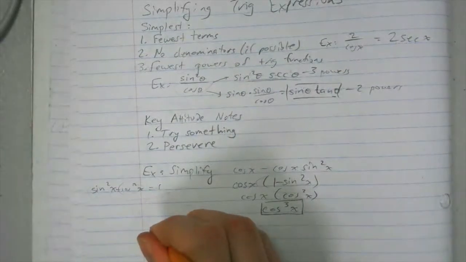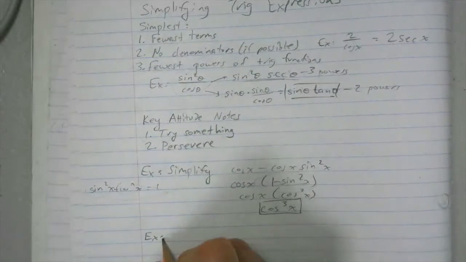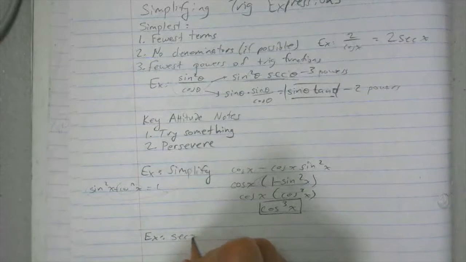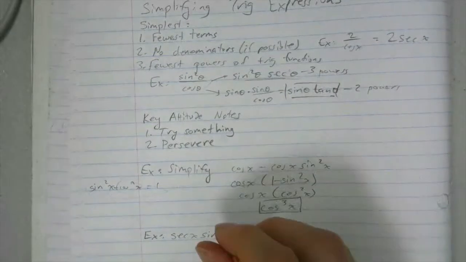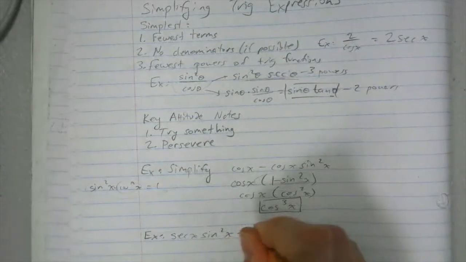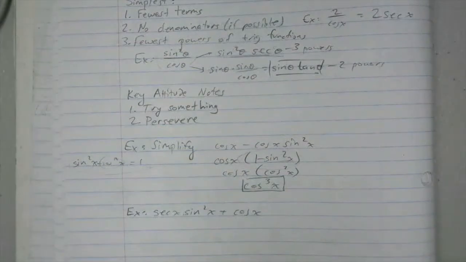Here's another one that will illustrate something. Say we have secant x sine squared x plus cosine x. What can we do with that? Well, that's a little bit less obvious. And this illustrates something, a go-to strategy.